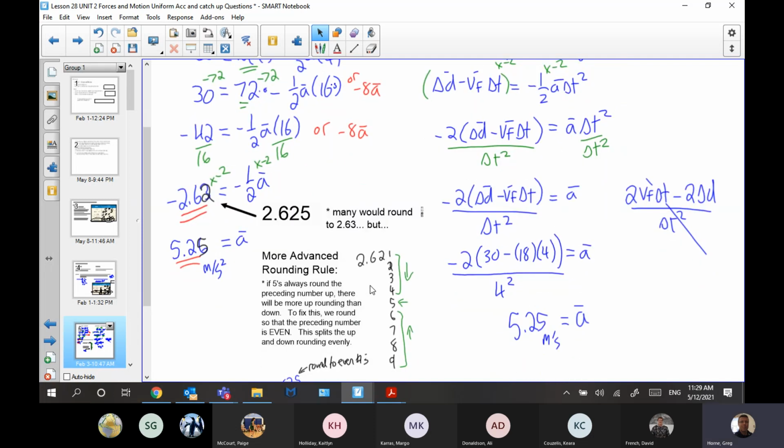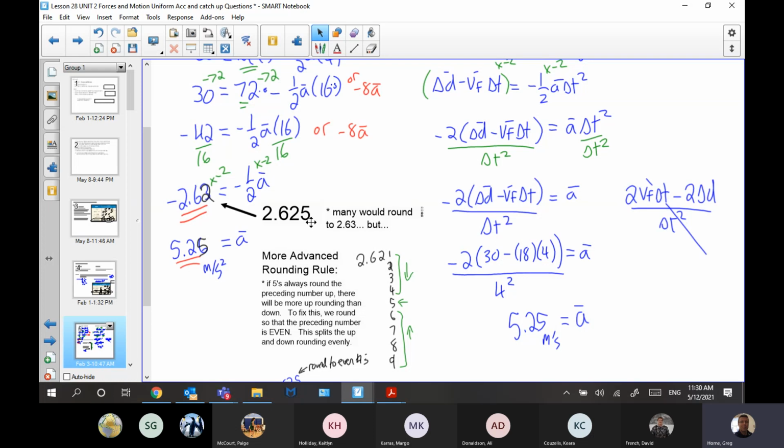This is a little bit about an advanced rounding rule, but I'm remembering to mention this here. This number comes up as 2.625. First of all, I'm going to add that you're going to keep all decimals if you're doing further calculations. Use as many numbers as your calculator will carry for you, or at least use a bunch.